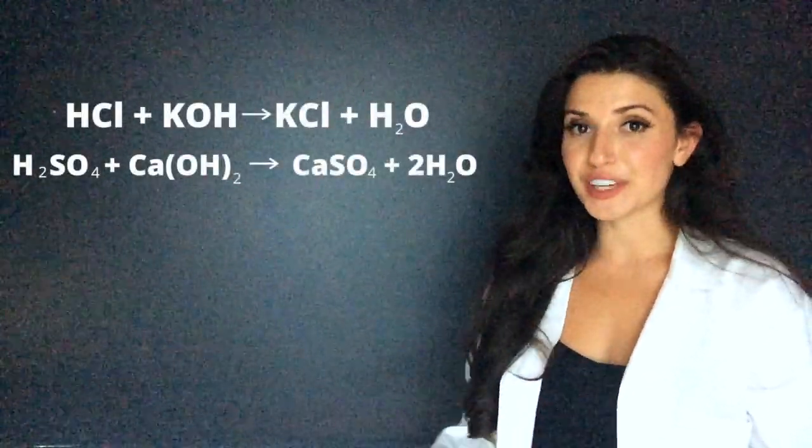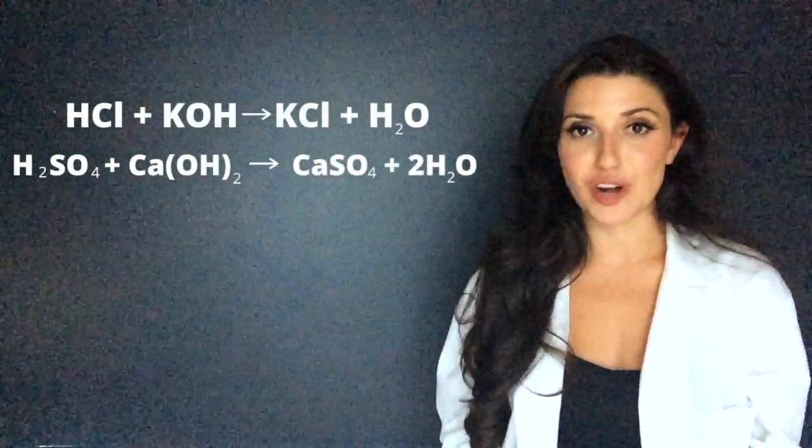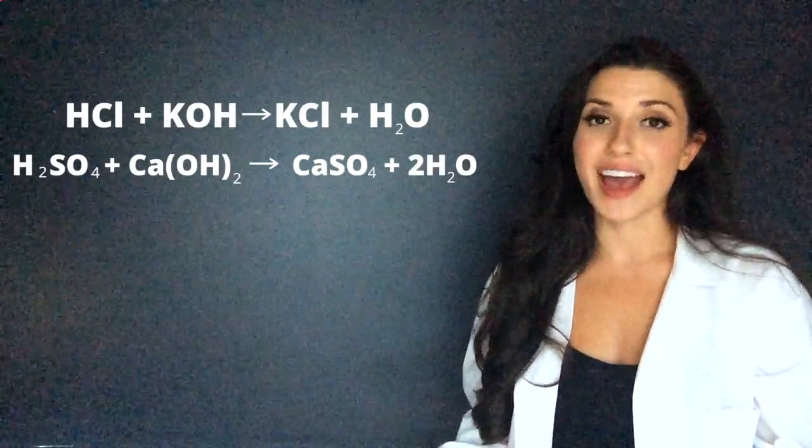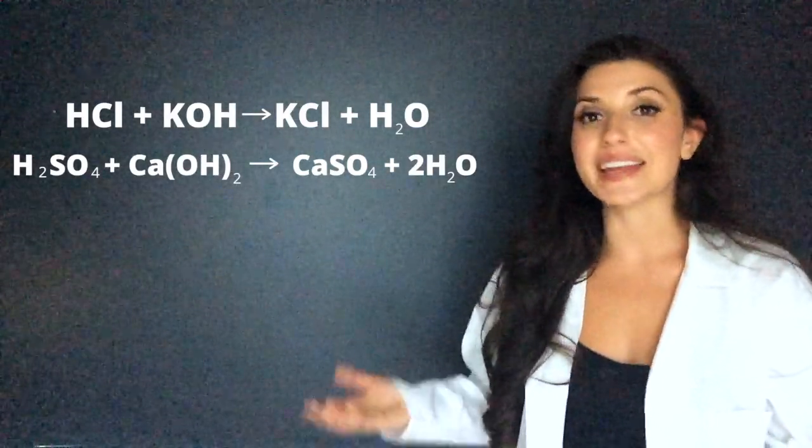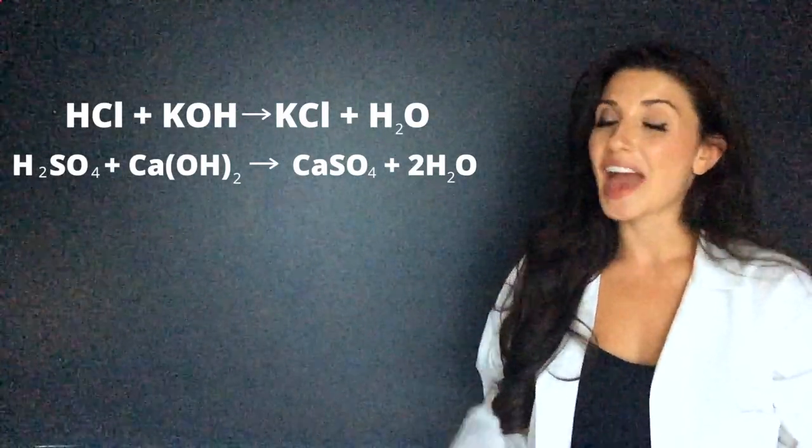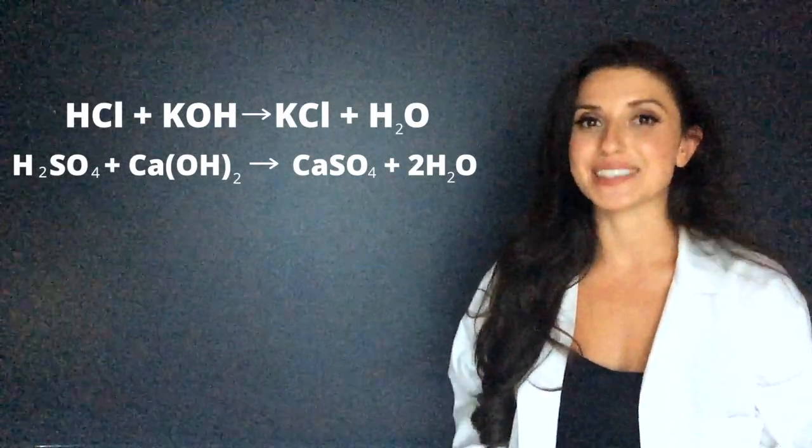Next, we have sulfuric acid reacting with calcium hydroxide. These are again a strong acid and a strong base. This will create calcium sulfate and water. And remember, you always have to balance your equation.